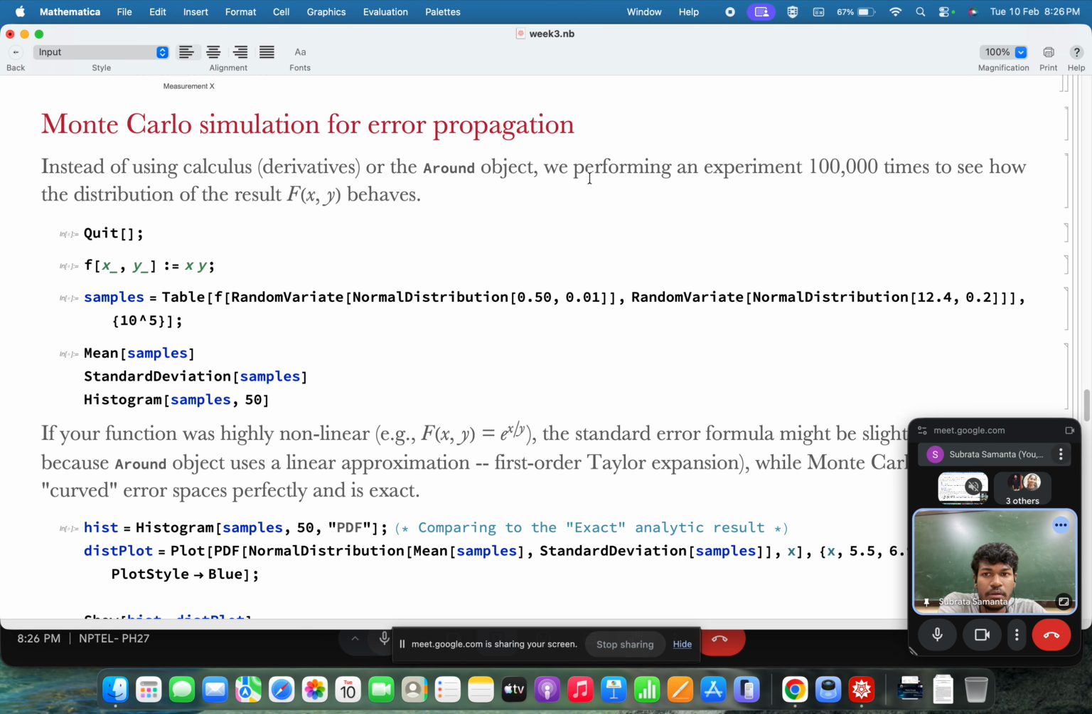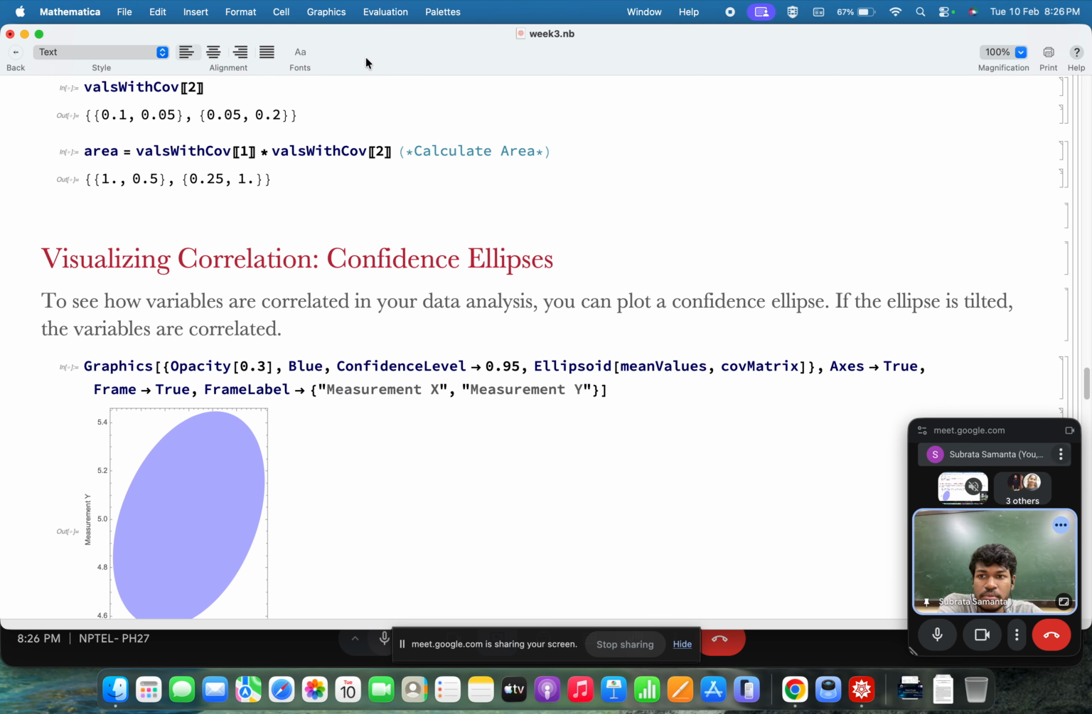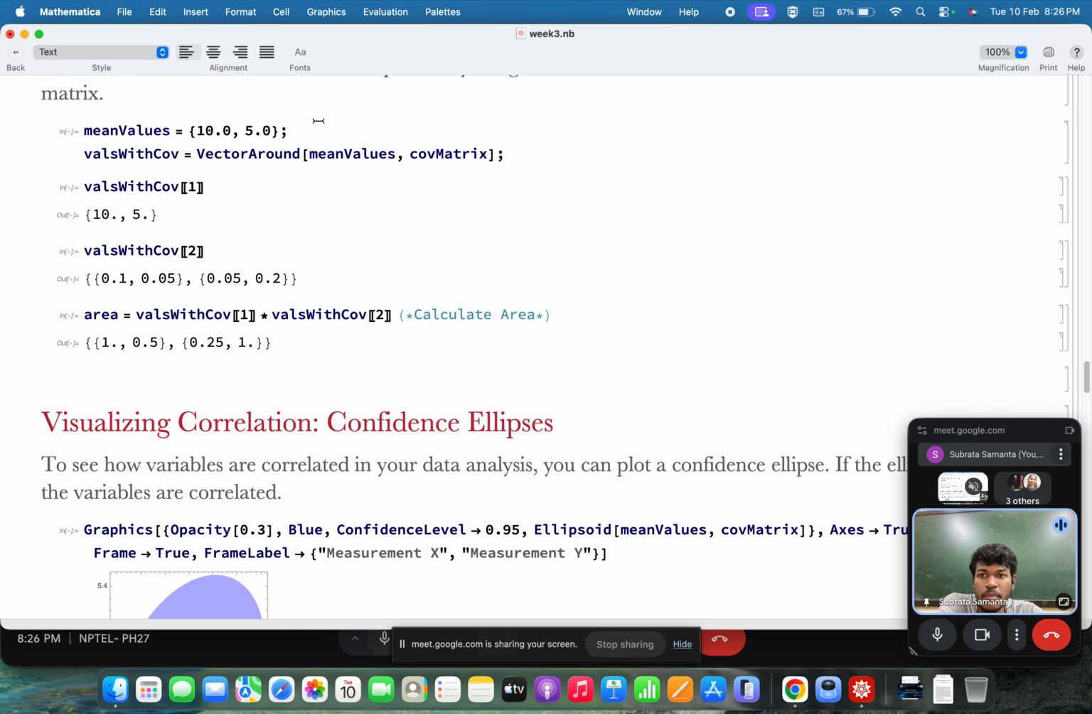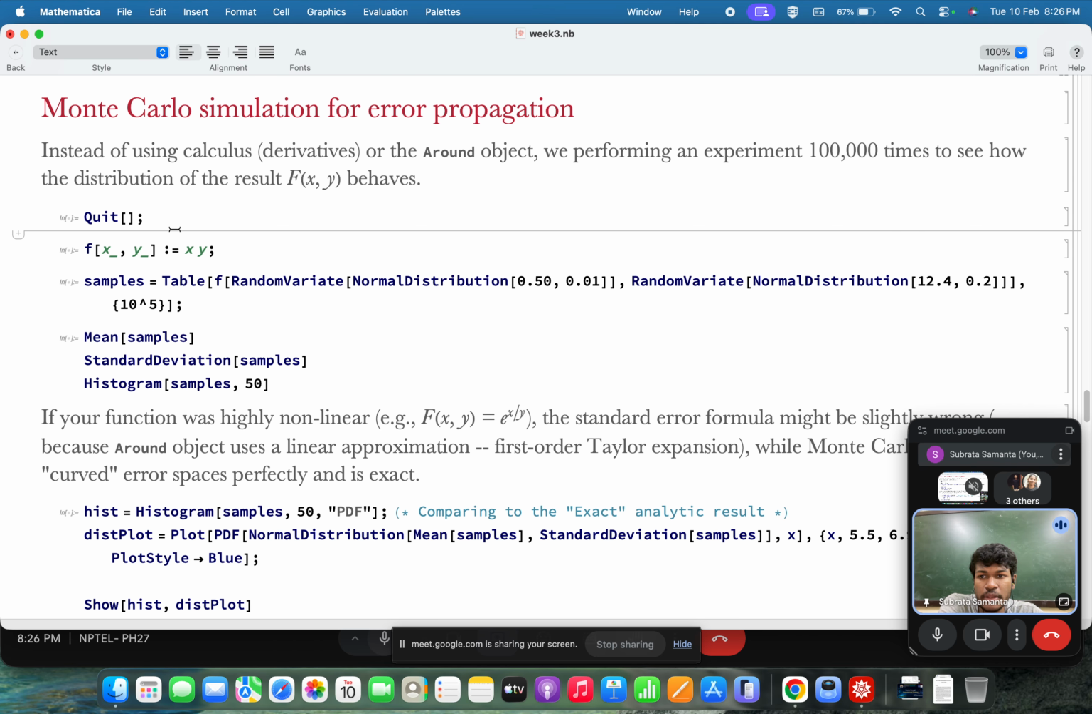So, Monte Carlo simulations. What is this? We perform an experiment, let us say 10 to the power 5 times, to see how the distribution of the result f(x, y) behaves. So, let us first quit this thing. This quit means that I remove all the variables I assigned somewhere. So, I quit all these things, and I define a function. My function is basically x y.